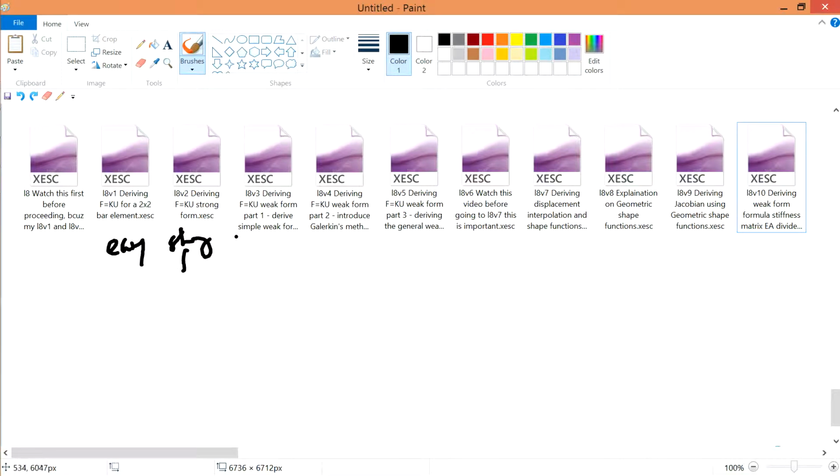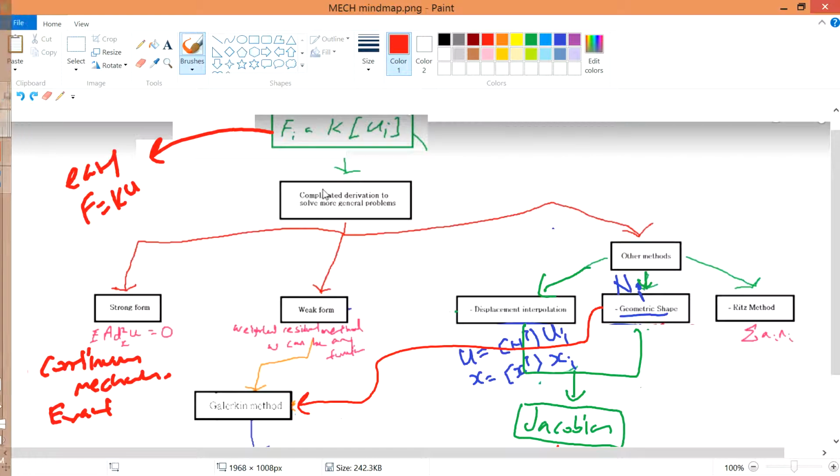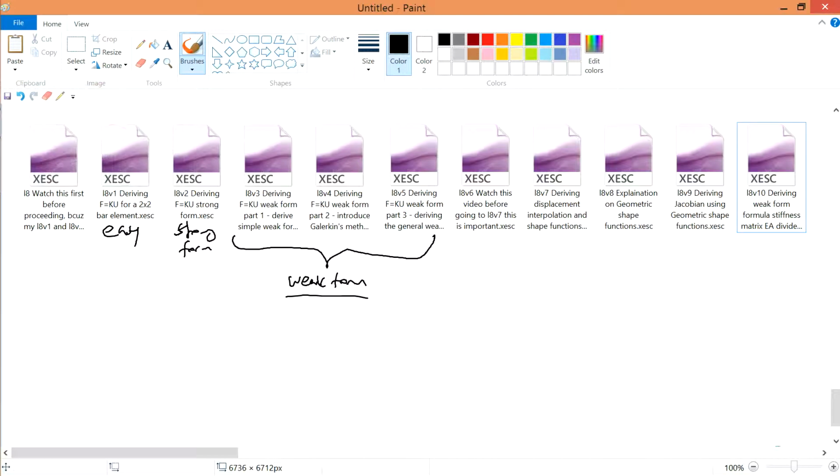Maybe I should write properly. We actually derive the strong form. And then for this chunk over here, we derive the weak form, which is also reflected in your mind map over here. The first video of the weak form, meaning l8v3. If you still don't understand, I'm talking about l8v1, v2, v3, which you can access in your playlist also.